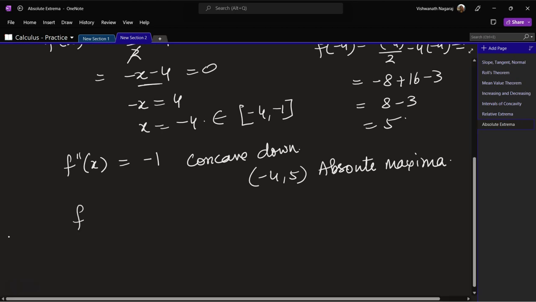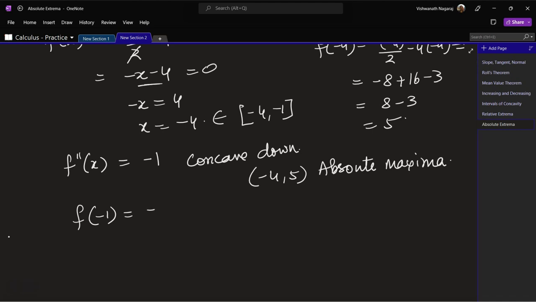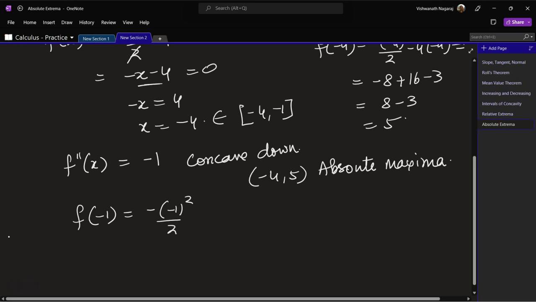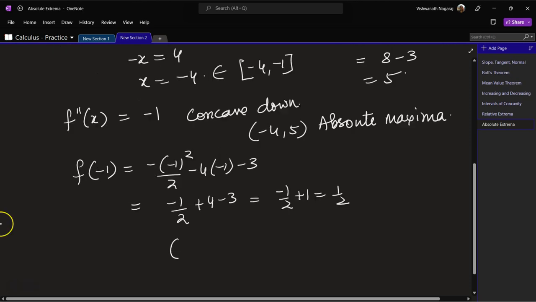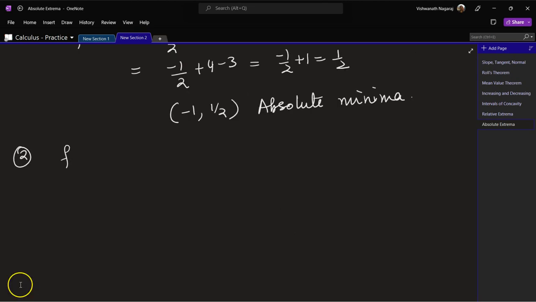So, let's figure out f of minus 1. That is going to be minus minus 1 square by 2, minus 4 times minus 1, minus 3, which gives us minus 1 by 2 plus 4 minus 3, which gives us minus half plus 1, which is half. Minus 1 comma half is going to be absolute minima. F of x is equal to x square plus 1 in the interval minus 2 comma 0.